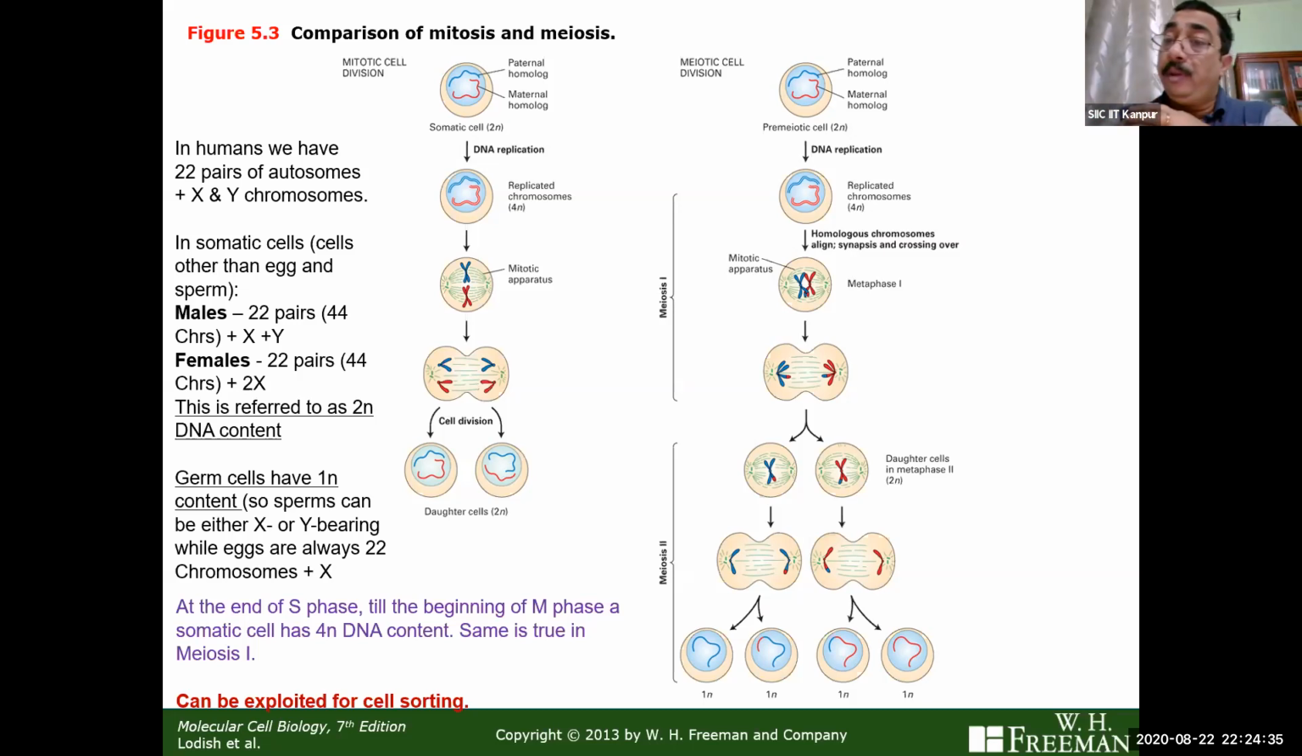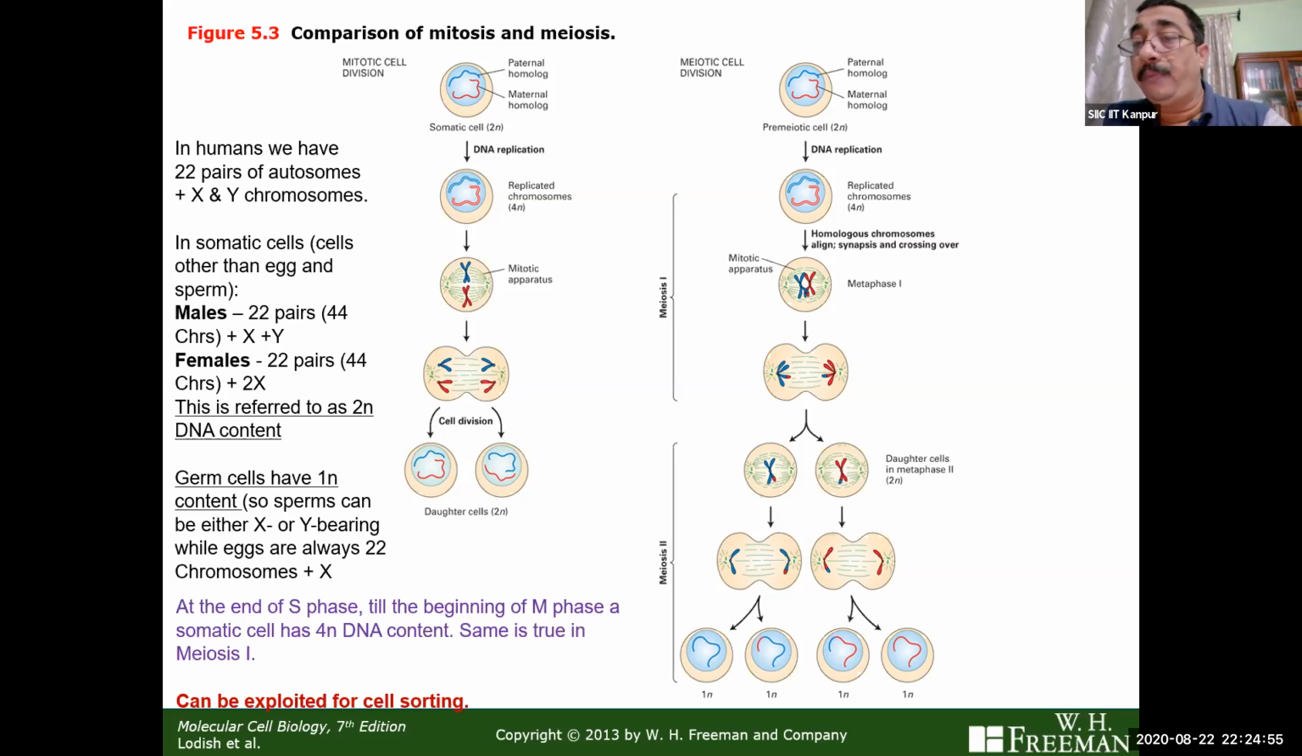So if your germ cell also had 2 copies of each gene, that means if it was also 2N, then the next progeny will have 4N, right? It will keep on doubling. But that does not happen.